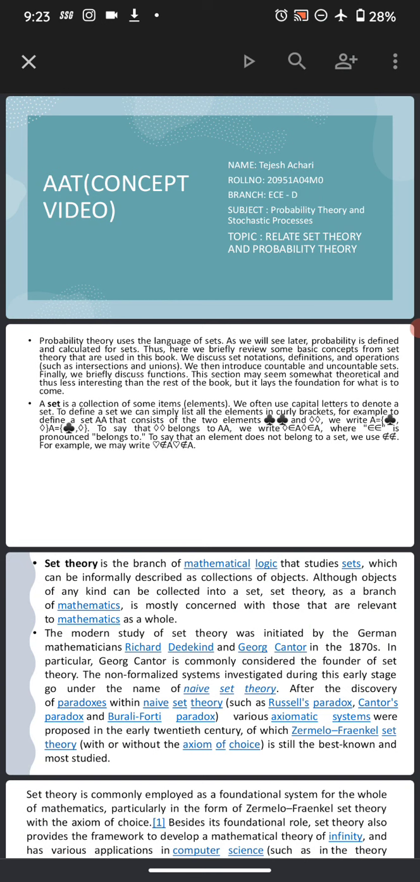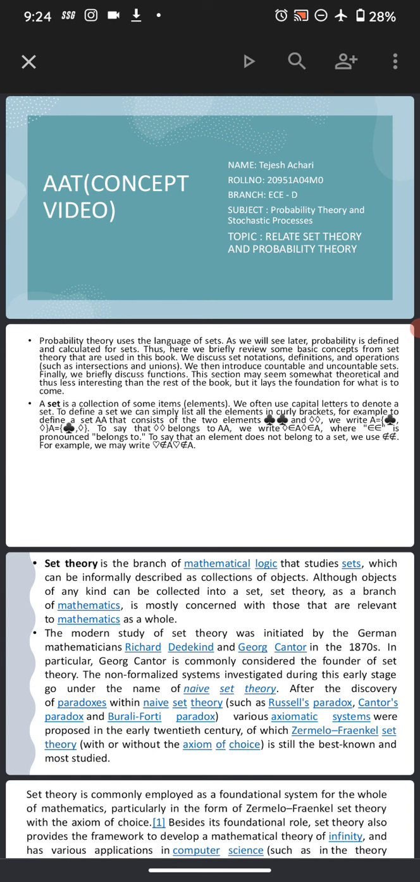So, coming to the topic, set theory and probability theory use the language of sets. As we will see later, probability is defined and calculated for sets. Thus, here we briefly review some basic concepts from set theory that are used in this book. We discuss set notations, definitions, and operations such as intersections and unions. We then introduce countable and uncountable sets. Finally, we briefly discuss functions.